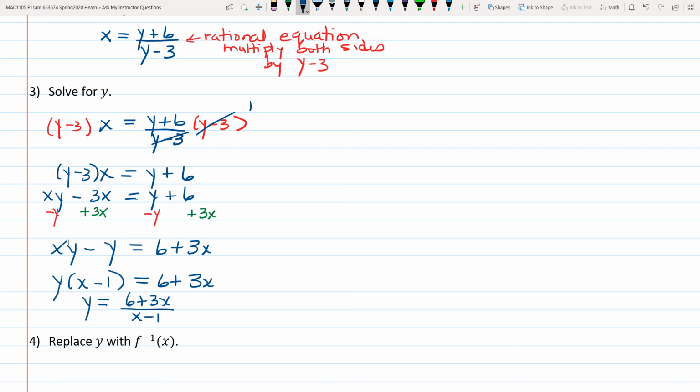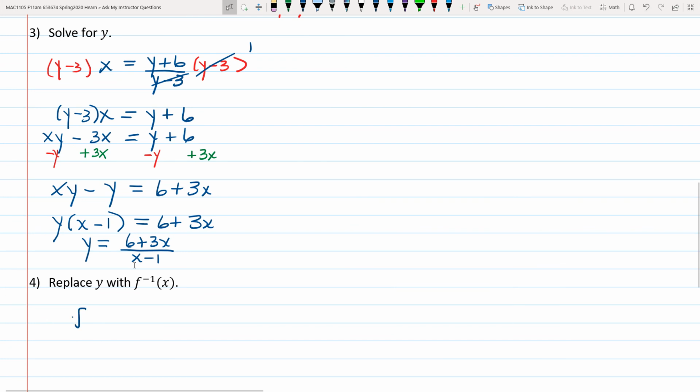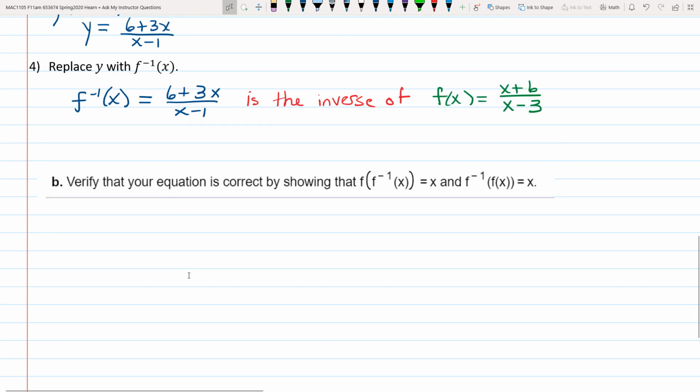All right, so now we're going to do the last thing, which is to give it its name. This is a new function. It's the inverse of the original, so we're going to call it that. We're going to write, instead of y, f inverse of x equals (6 + 3x) over (x - 1). So we have found that f inverse of x equals (6 + 3x) over (x - 1) is the inverse of f of x equals (x + 6) over (x - 3).